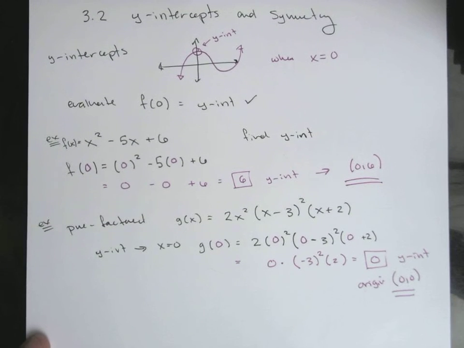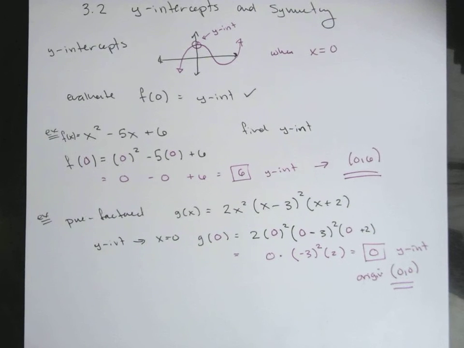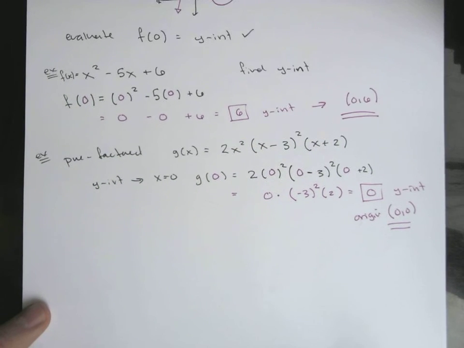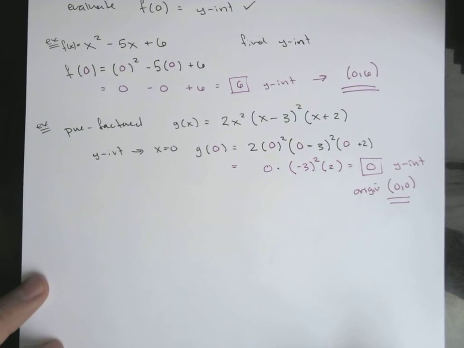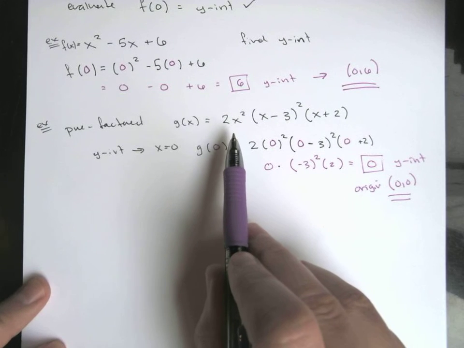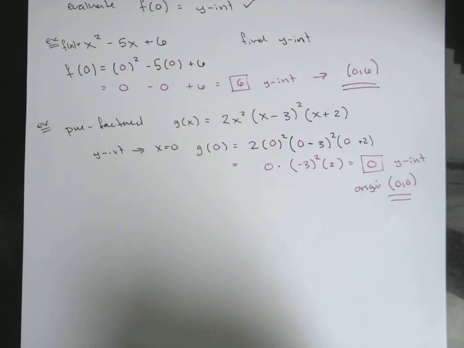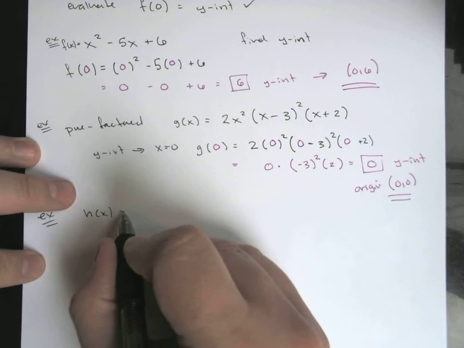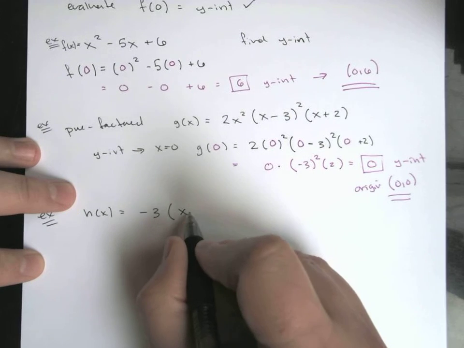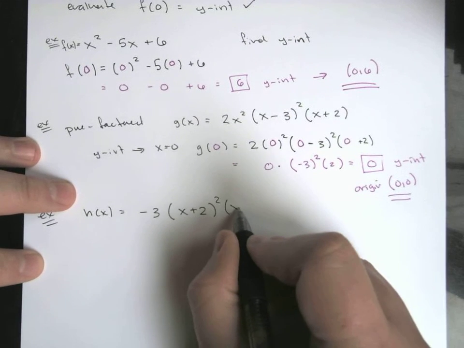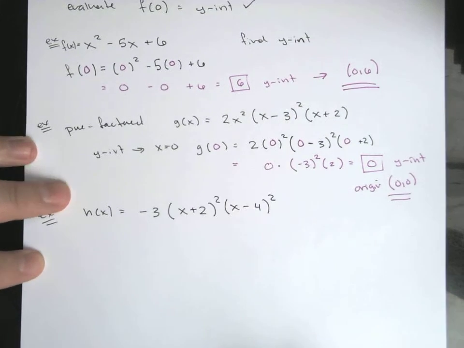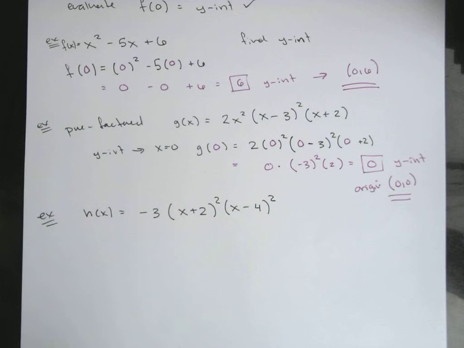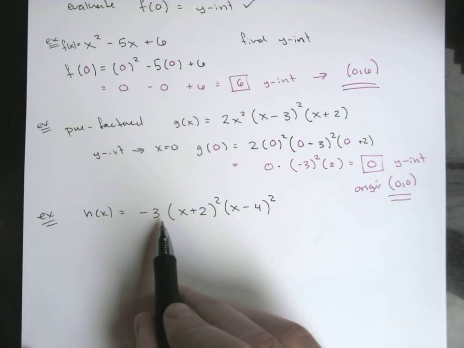The temptation might be to then say, okay, if I get any of these prefactored ones, I'm just going to get 0 as my y-intercept. If you have an x out in front, then yeah, you will. If you get a prefactored one that doesn't necessarily have an x in front, maybe it's just -3 times x plus 2 quantity squared times x minus 4 quantity squared or something, maybe that's what you're working with. So it's prefactored. It's got a number in front, but it doesn't have an x on it.